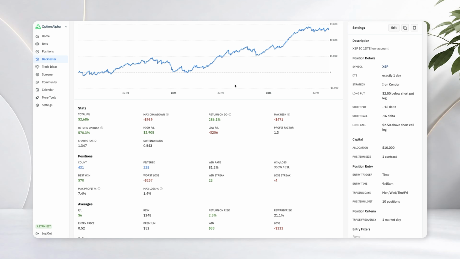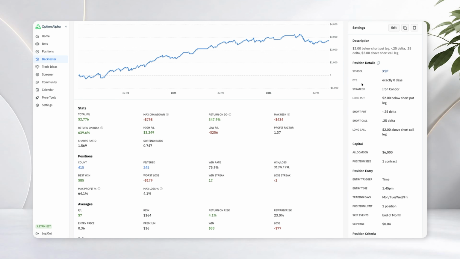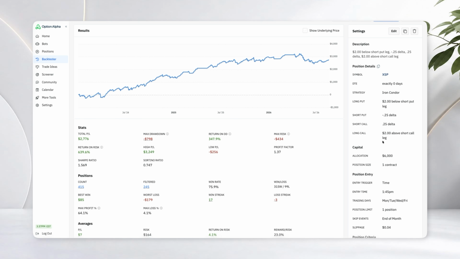Strategy B is an XSP 0 DTE Iron Condor. This enters at 1:45 with 1 contract. The structure is a 0 DTE Iron Condor using negative 25 delta on the short put and a positive 25 delta on the short call with $2 wings. The strategy produced 2,776. Max drawdown was a negative 798, max risk was negative 434, and a profit factor of 1.37.